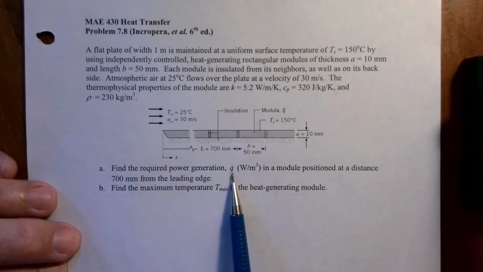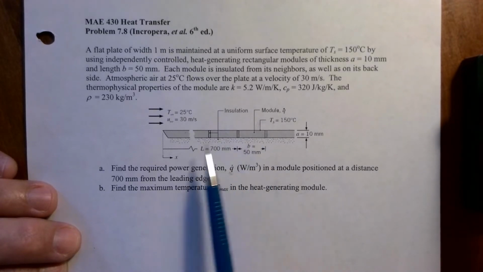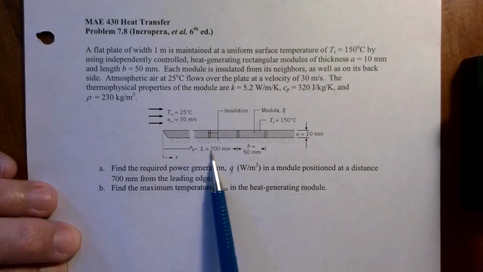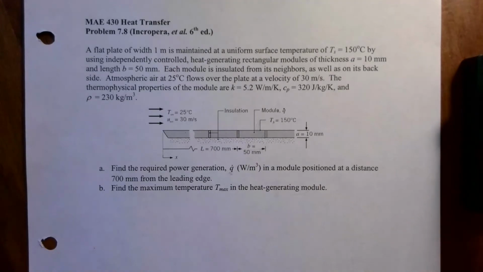To find the power, we need to first find the convection leaving each module. They're only concerned about one particular module, one that is 700 millimeters from the leading edge, and the length of each module is 50 millimeters. Again, I'll just talk through my solution that I've already written out.